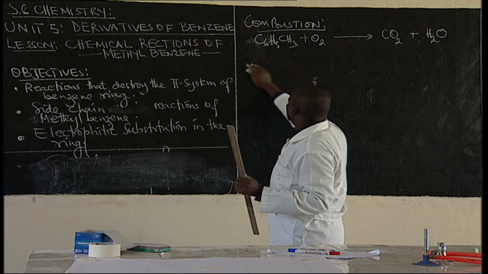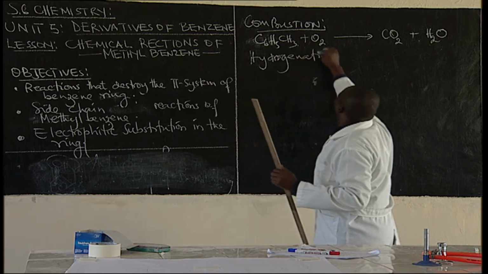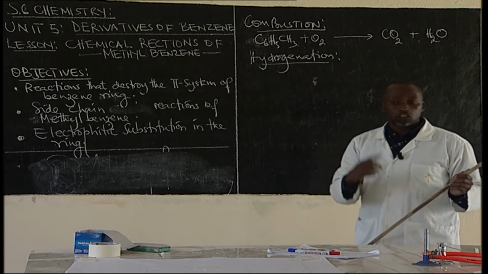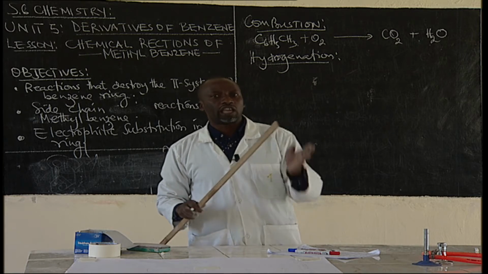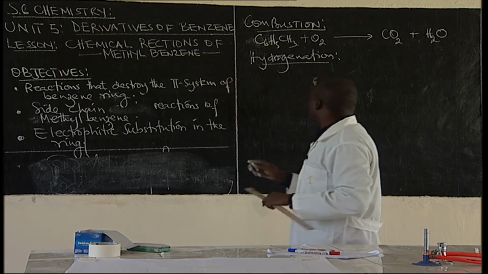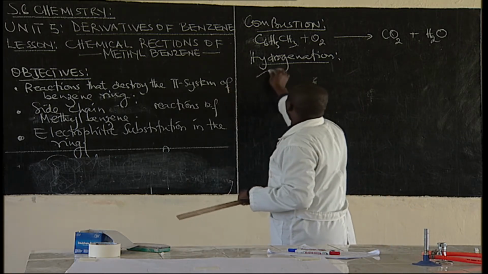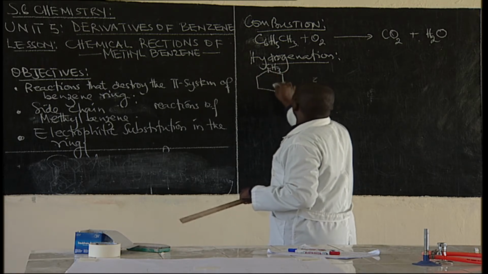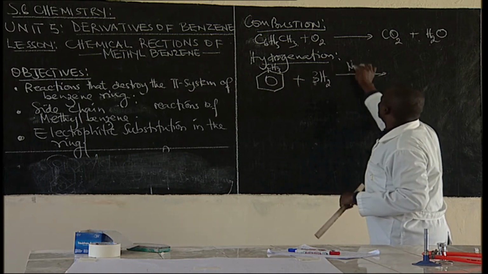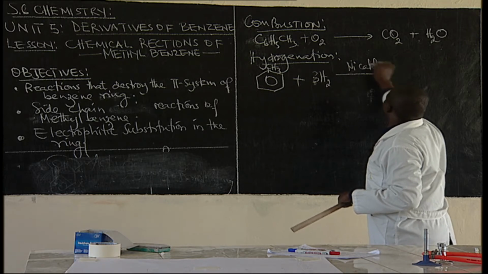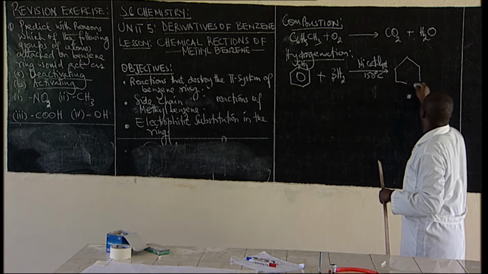Then we'll talk about the hydrogenation. So hydrogenation is similar to, if you remember about the alkenes, this reaction was there in multiple bond compounds and hydrocarbons with multiple bonds. So methylbenzene reacts with hydrogen, 3 moles of hydrogen, in presence of nickel catalyst at 150. So the benzene is this one that is destroyed.